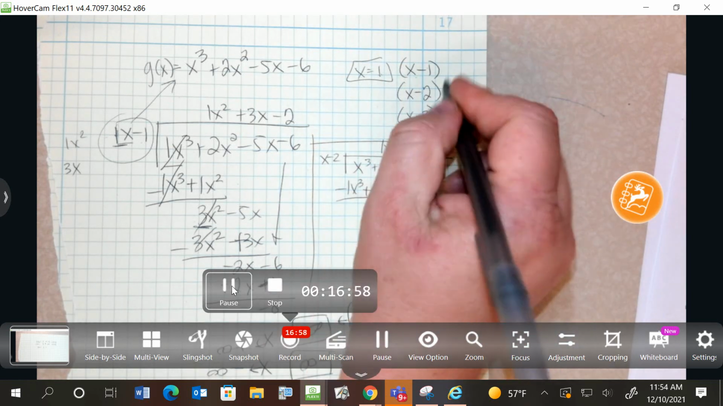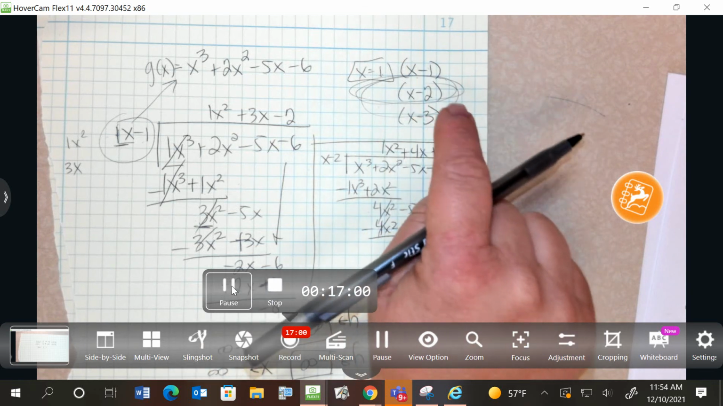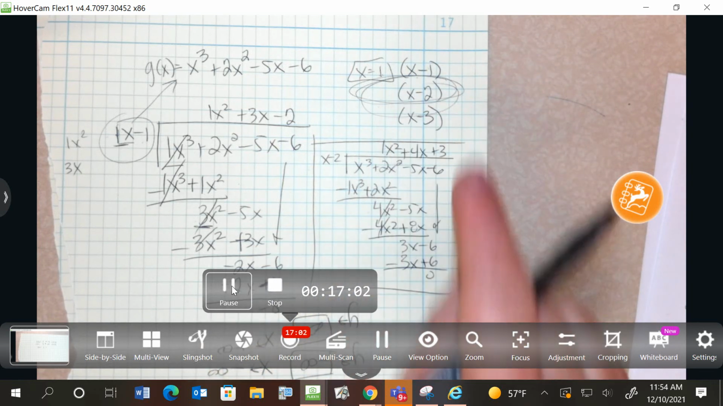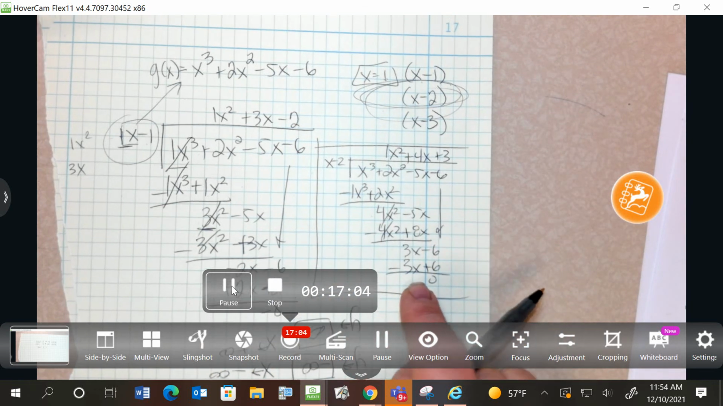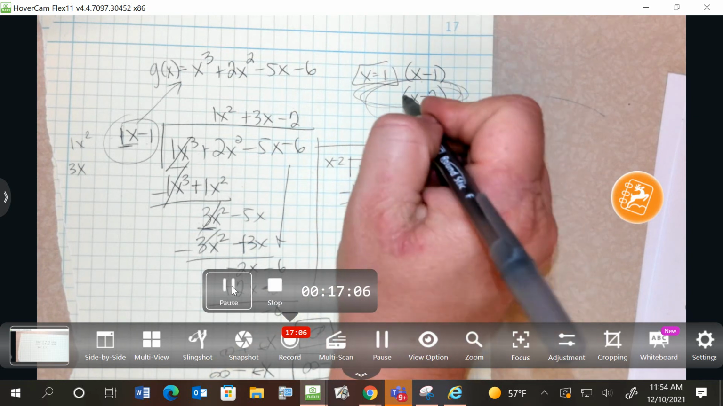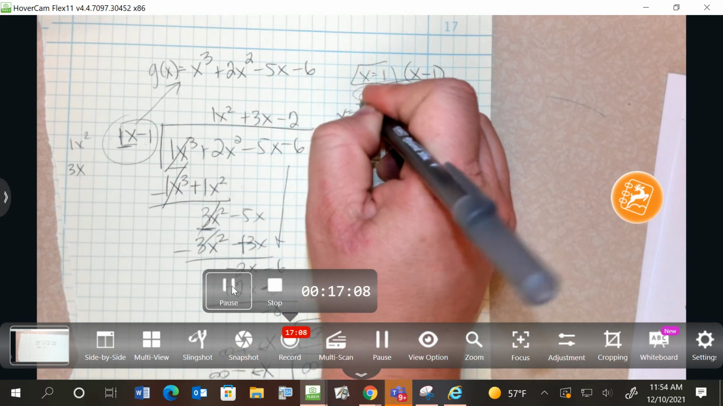So yes, I have found the factor. So if this is a factor, again, I get a remainder of 0. What does it also tell me? It tells me that the x-intercept is x equals 2.